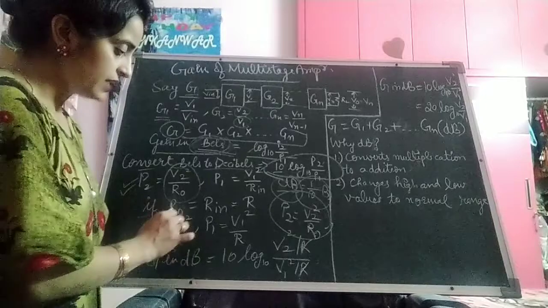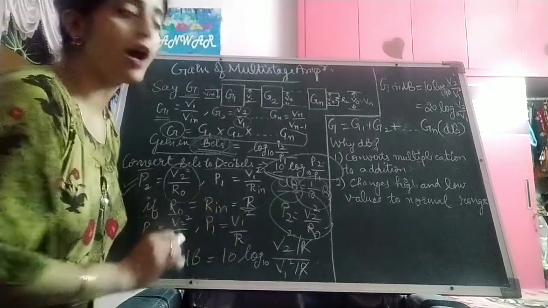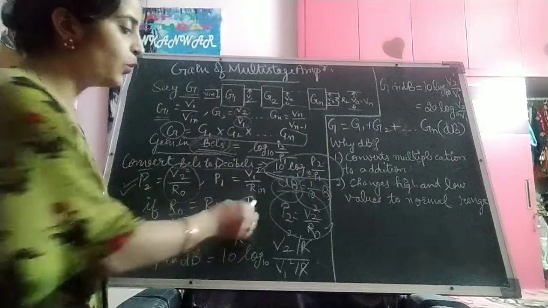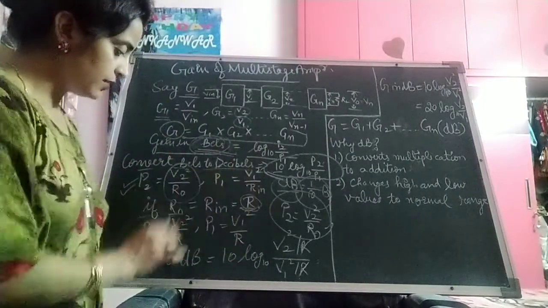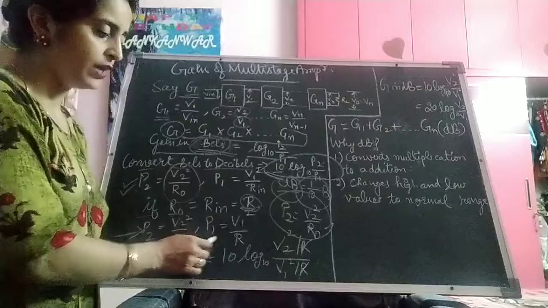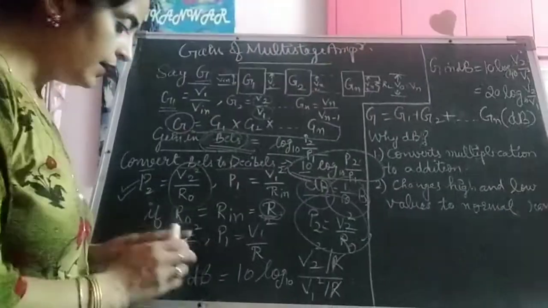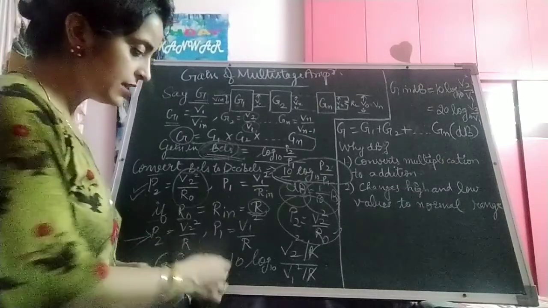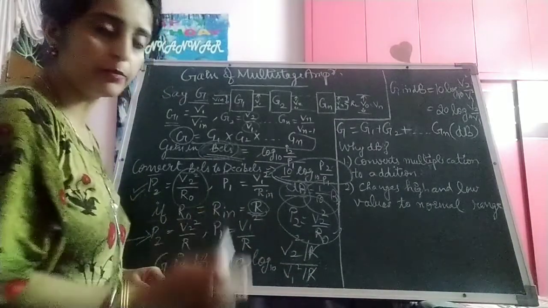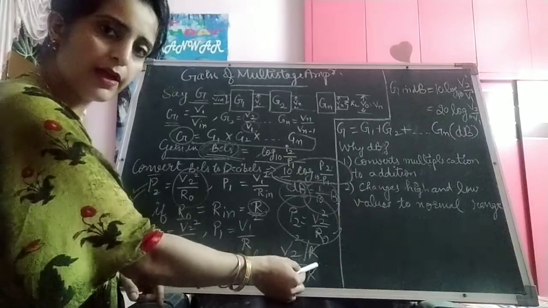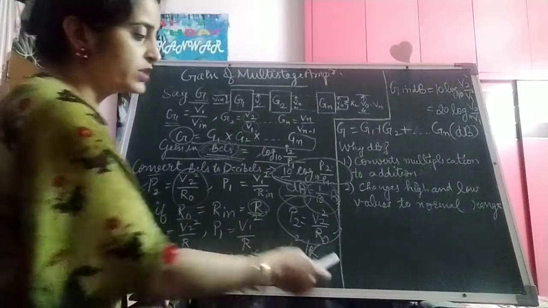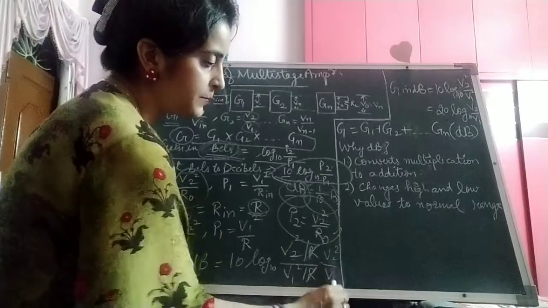So if we say that R0 and Rin are equal to R, that means the resistance at the output side and the resistance at the input side are both equal to one resistance only, then P2 will become equal to V2 square by R and P1 will become equal to V1 square by R. Here, to calculate the gain in dBs, I have written 10 log base 10 of V2 square by R divided by V1 square by R. That means instead of P2 I have written V2 square by R, and instead of P1 I have written V1 square by R. R gets cancelled with R, so it becomes V2 square over V1 square.